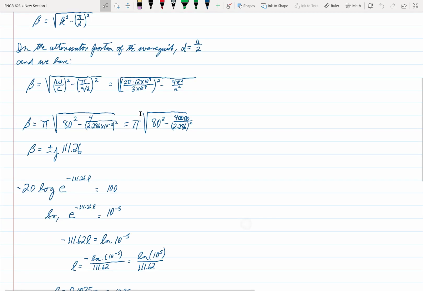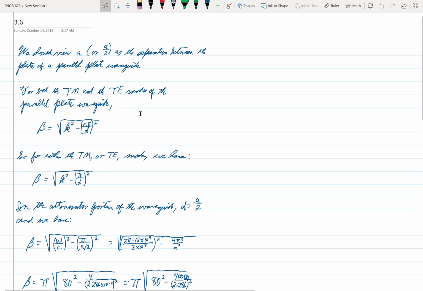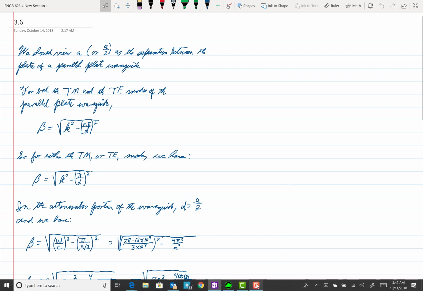So once we know to view A, or A over 2, as the separation between the plates of a parallel plate waveguide, this problem becomes rather straightforward. And that concludes our discussion of problem 3.6.